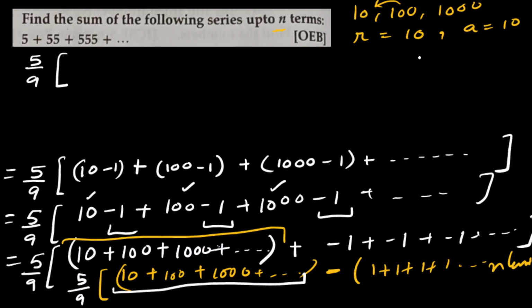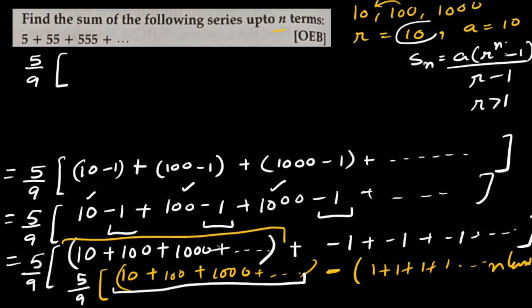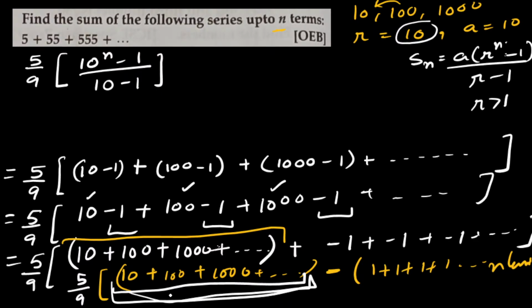If I apply the formula of Sn, what is the Sn formula? A into R to the power n minus 1 by R minus 1. Here R is greater than 1, so that's why I am writing this. R's value is 10, which is greater than 1. So R is 10: 10 to the power n minus 1 by 10 minus 1. So I have just written the Sn formula for this one.